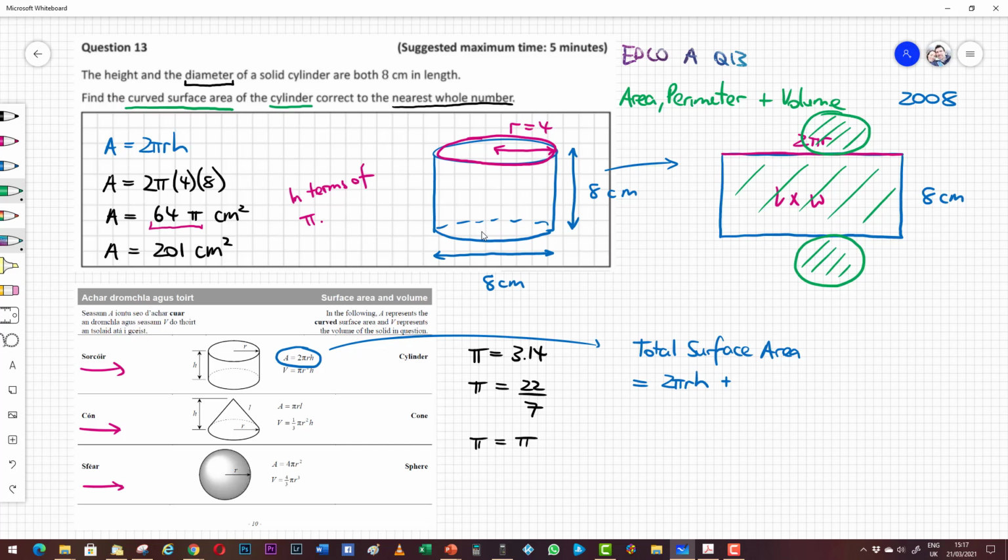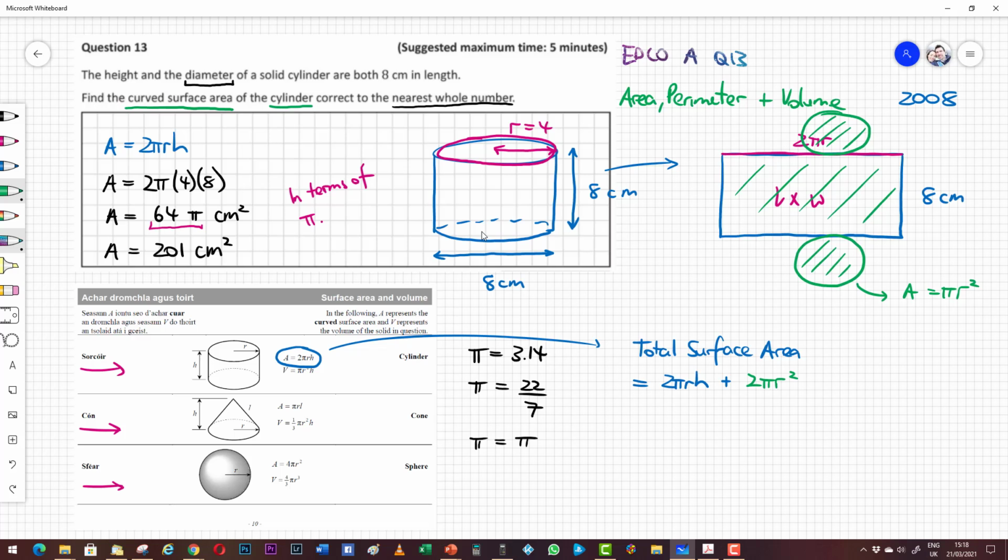Each of those is a circle. The area of a circle is pi r squared. We have two of them, so it's 2 pi r squared. So again, just be aware that on page 10 of your maths tables, you have the formula for the curved surface area of a cylinder, but for the total surface area, you'd have to add in a 2 pi r squared.